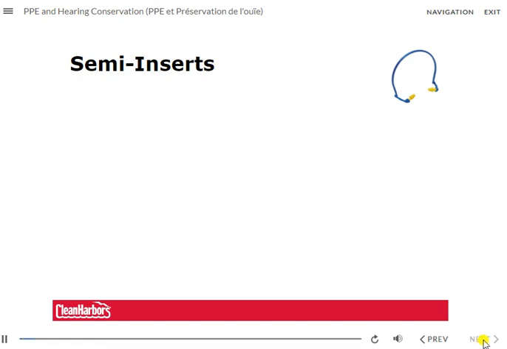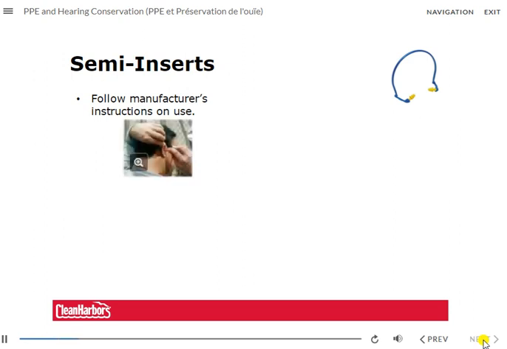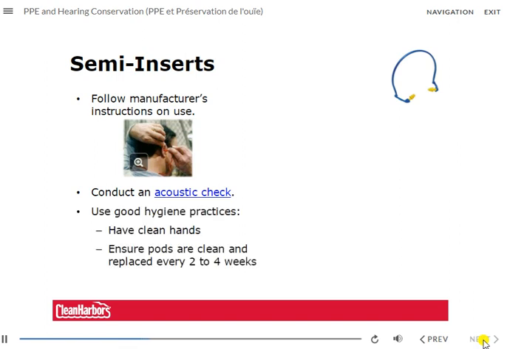With regard to semi-inserts, follow the manufacturer's instructions on use. As a suggestion, for a better fit into the ear canal, reach over the head, hold the ear up and out to insert the earplugs into the ear canal. Like with earplugs, conduct an acoustic check prior to use. Also, be sure the pods for the earplugs are clean. Replace them every 2 to 4 weeks.